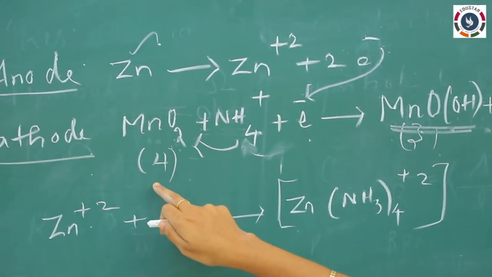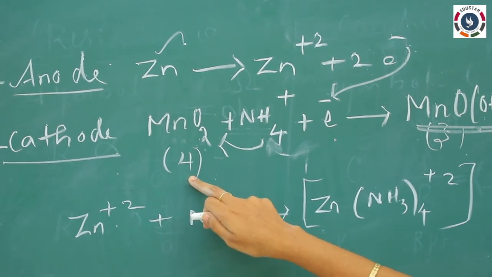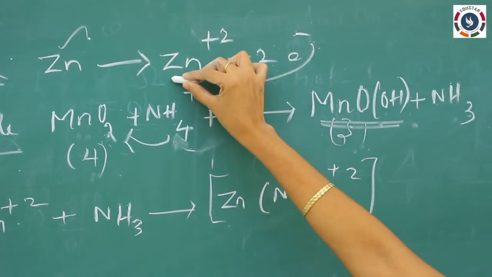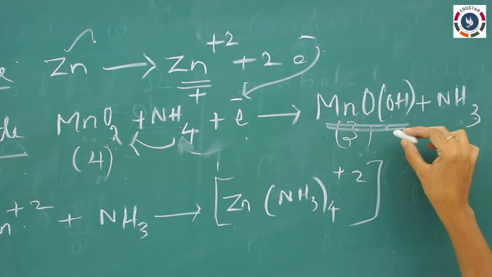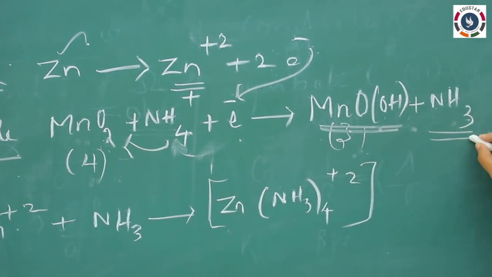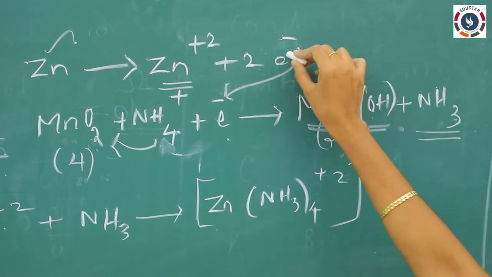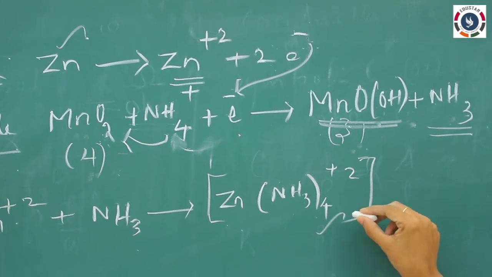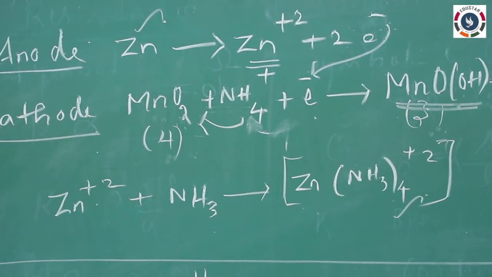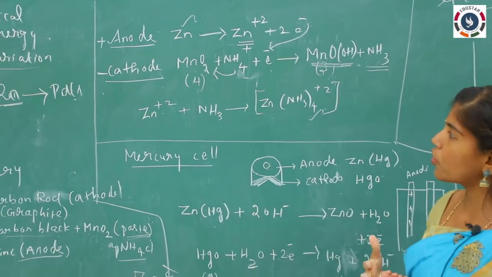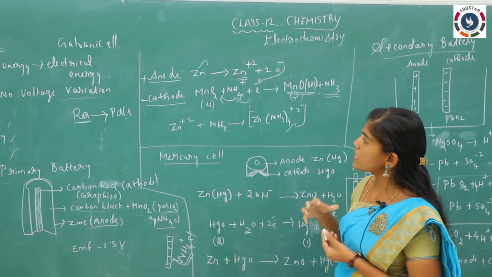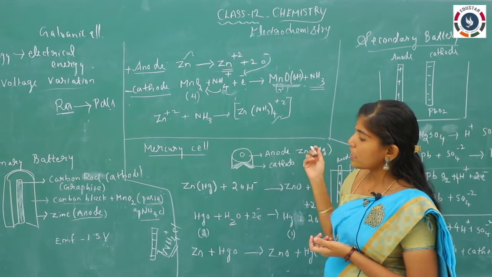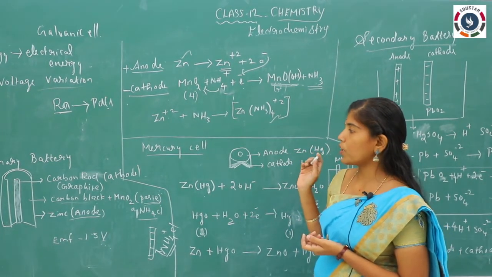Here the manganese has an oxidation state of 4 on the reactant side and in the product it gets reduced to 3. The zinc formed in the anode compartment and the ammonia formed in the cathode combine to give a complex salt, zinc ammonia. This is the thing usually deposited when the battery works. After a certain period of time, the zinc rod will be completely depleted. That is the time we throw away or dispose of the battery. The EMF obtained in this is 1.5 volt.